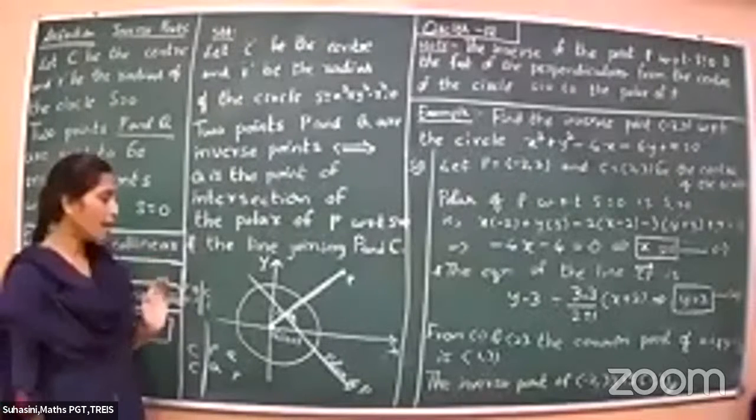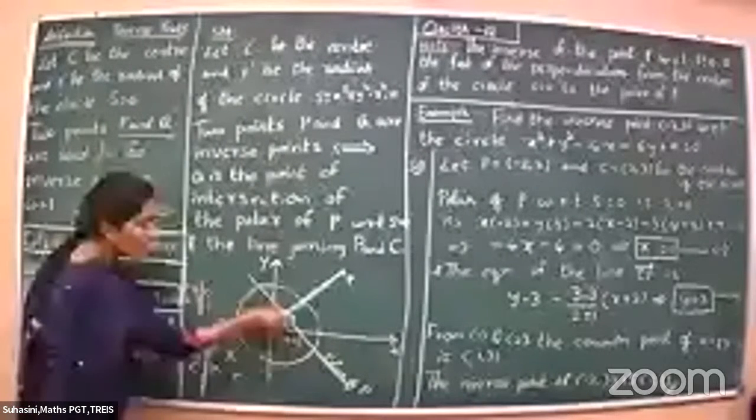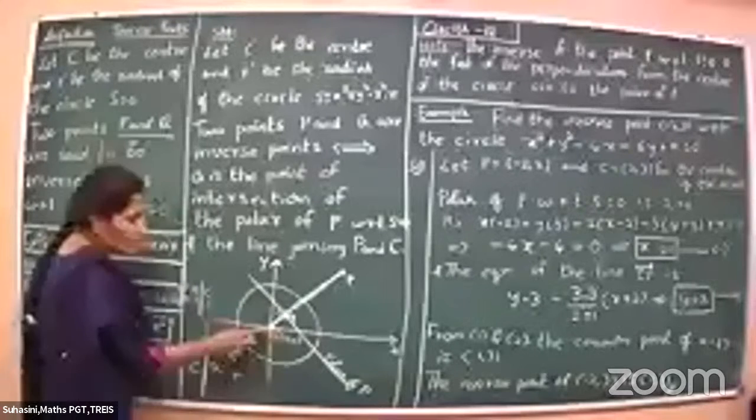And we observe that this Q is the foot of the perpendicular from the center of the circle to the polar of P. Why are we discussing so many points? Because we have some applications, like: find the inverse point of (-2, 3) with respect to the circle.